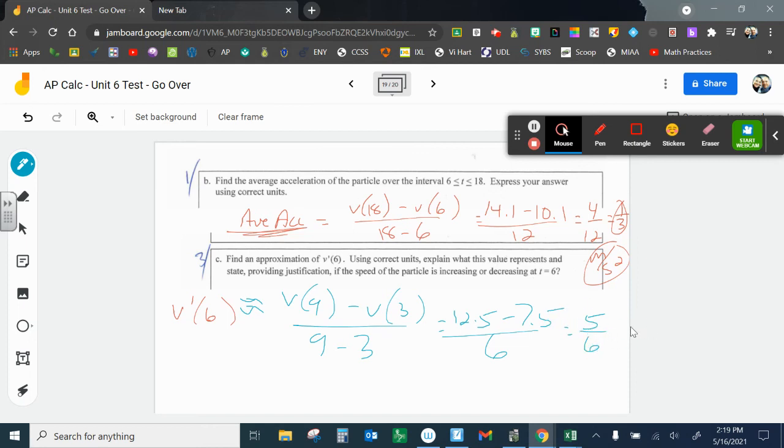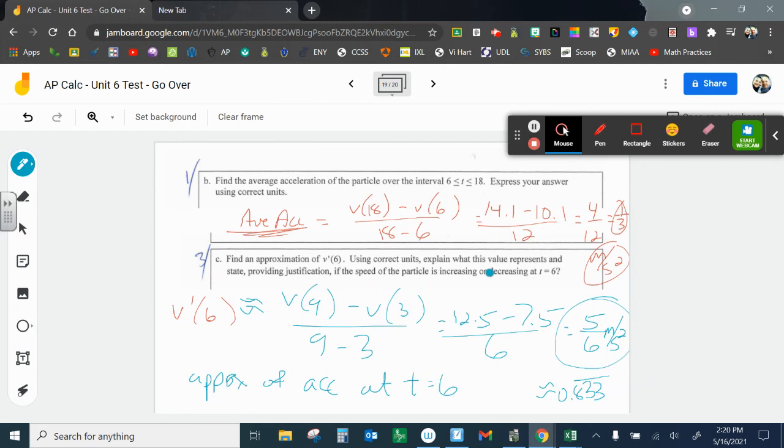And once again, this is an approximation of the derivative of velocity, which is acceleration. So it's going to be meters per second squared. Okay, and if you did it as a decimal, it's like 0.833333 meters per second squared. And what is this? This is an approximation of acceleration at time equals 6.